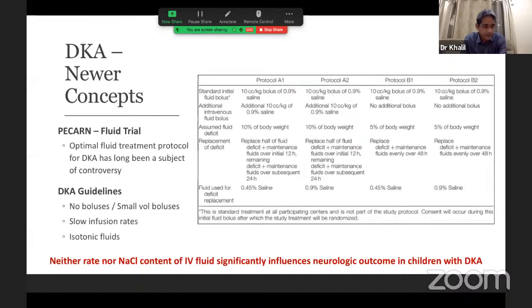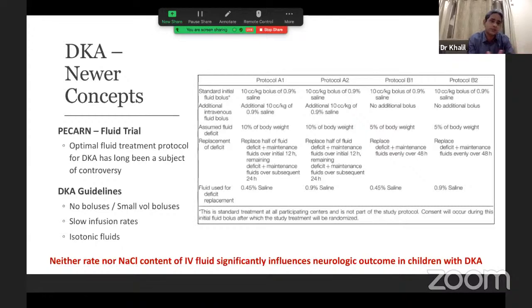However, this study gives credence to the more recent hypothesis, suggesting it's not the rate and the type of fluid which leads to cerebral edema. Rather, it's the hypoperfusion followed by reperfusion, as well as the neuronal inflammation, which leads to brain injury and thereby cerebral edema. Most of the cerebral edema seen in these children is of vasogenic origin rather than cytotoxic.